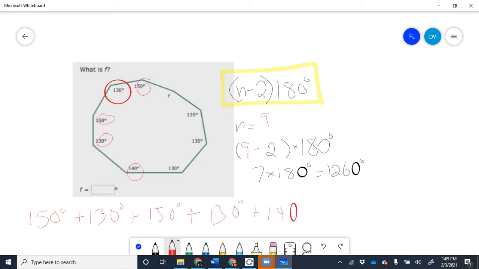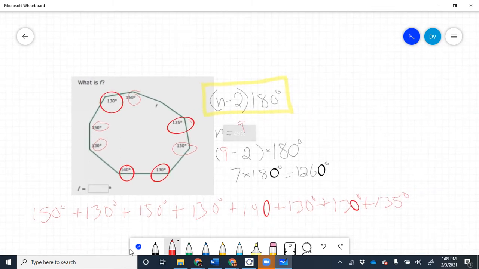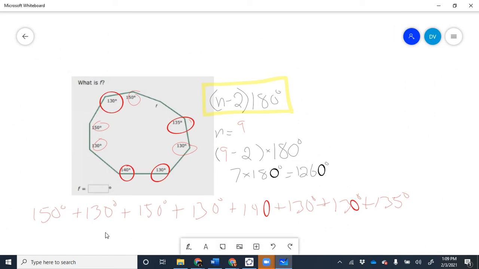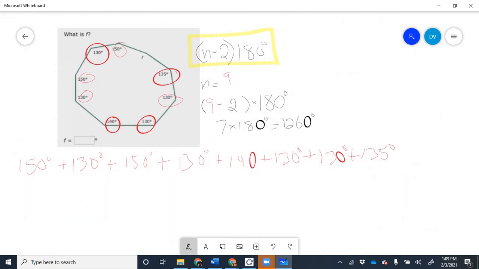We got 140. We have another 130, right? Plus another 130, right? Plus then a 135, and I need to make a little more room here. And then we have one more thing to add. It's going to be a letter, though. What's that letter? F, right? And all of this will add up to 1,260 degrees.